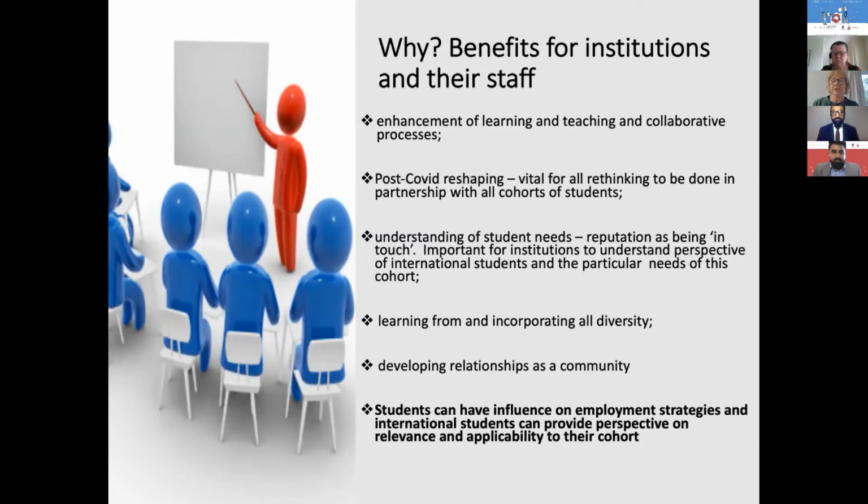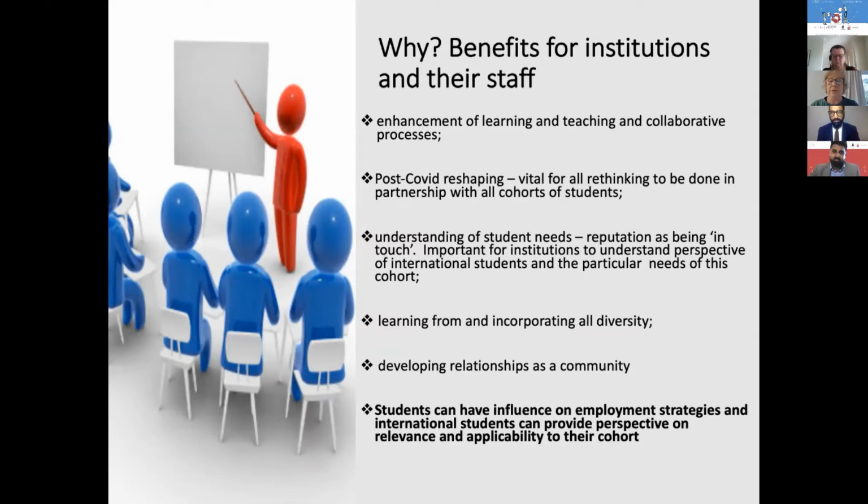What are the benefits for institutions and their staff? Well, obviously, as I said before, post-COVID reshaping, it's vital for all rethinking of how universities are going to change and operate to be done in partnership with students. And as international students, you are hugely important to that rethinking and reshaping.